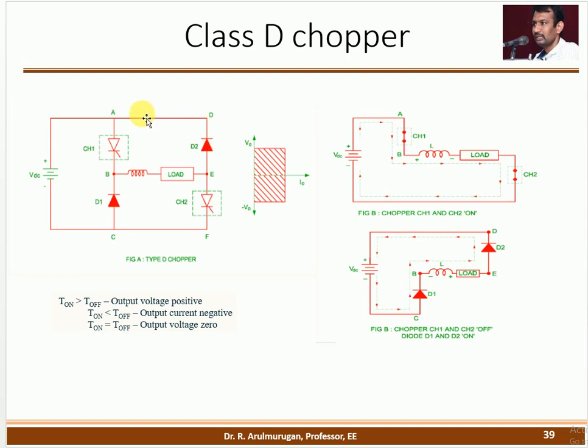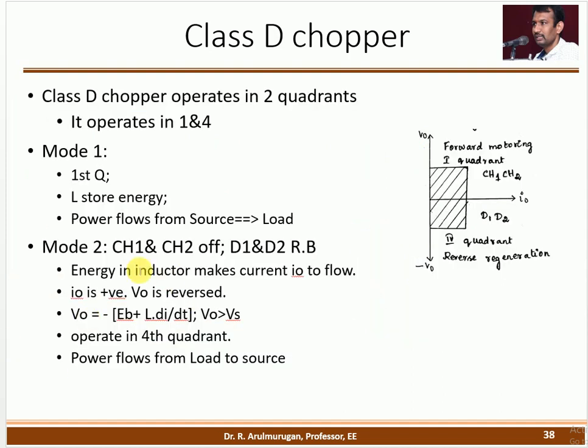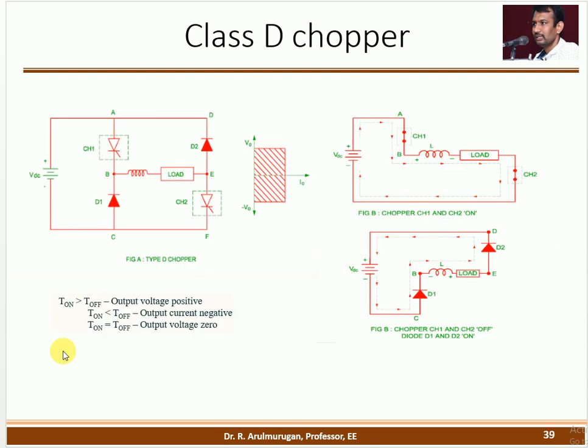How is the circuit closed? D2 is forward biased, D1 is forward biased, so the circuit is closed. See the arrow mark, it is in the opposite direction. So during this time D1 and D2 are activated and the switches are off. The energy in the inductor makes the current I naught flow, so that stored energy is discharged.